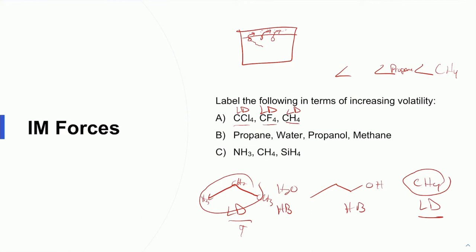Now, between water and propanol, they both have hydrogen bonds, but this is where students might get confused, because with water, the reason it's so good at hydrogen bonding is because it actually has 4 sites of hydrogen bonding.